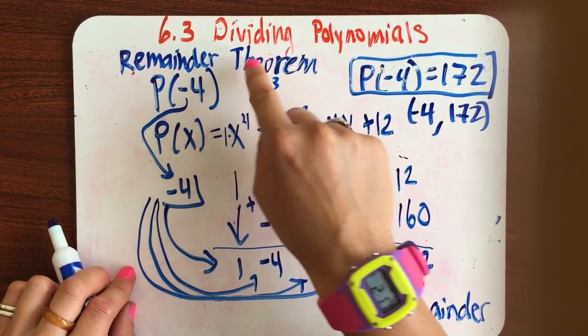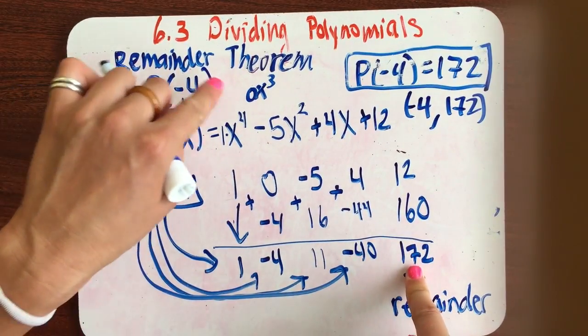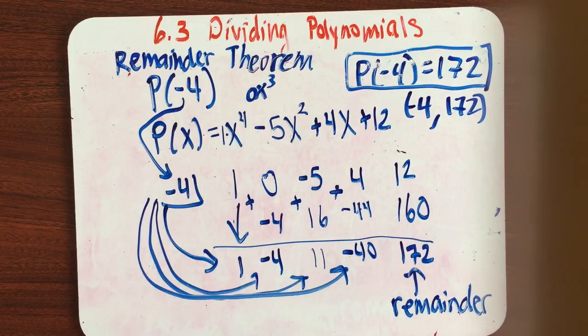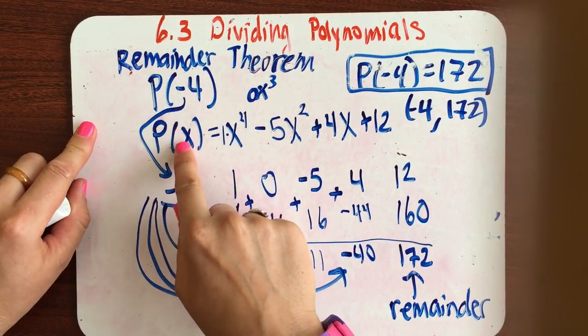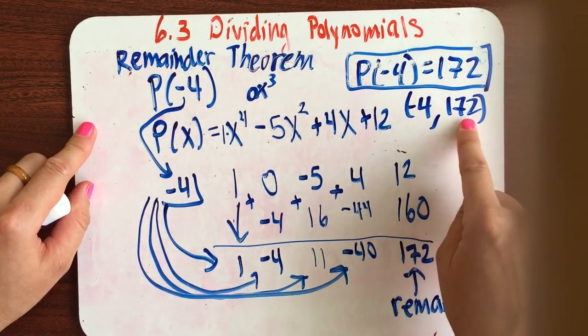And the remainder theorem is telling you whatever the last number is, that's what p of -4 is equal to. The other way you could have solved it is if you plug in -4 for x here, you'll get the same number, which is 172.